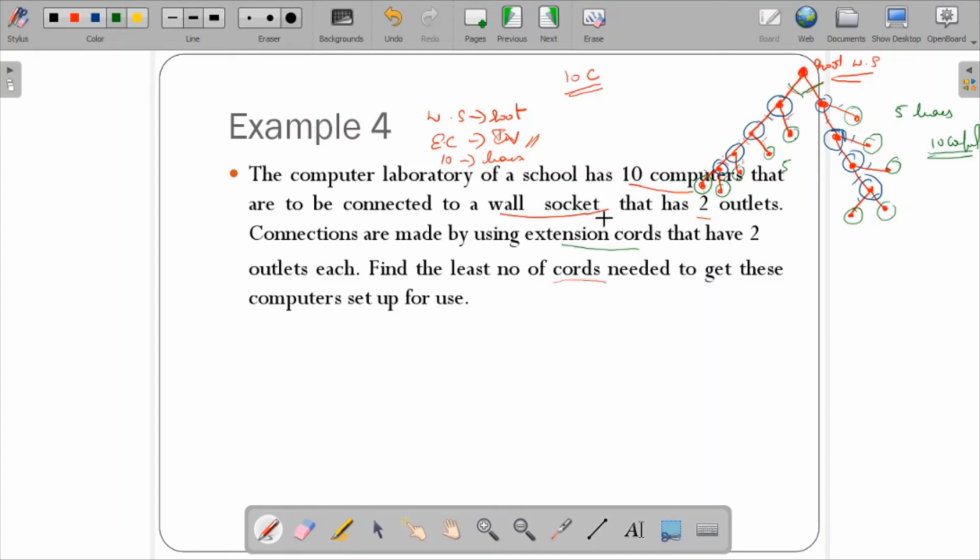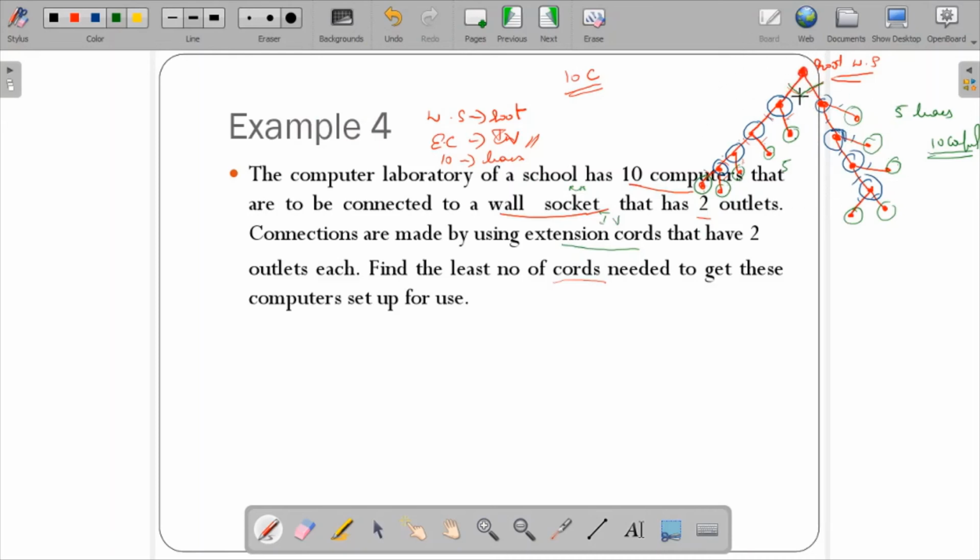So an extension cord is an internal vertex, the wall socket is the root, and whichever doesn't have anything, like the 10 computers, is taken as leaves. These 10 computers should be connected to this wall socket as well as the extension cords. How are we going to connect? By this pictorial representation itself you will get the answer.